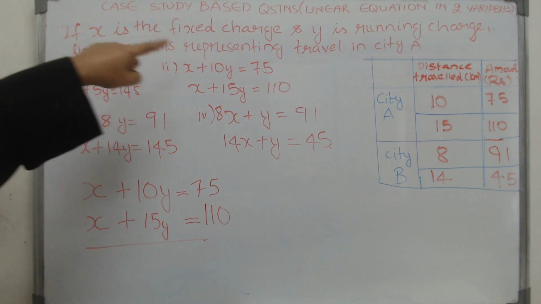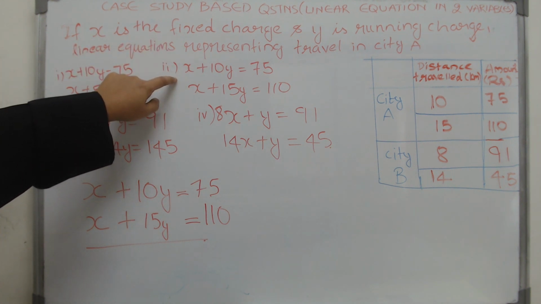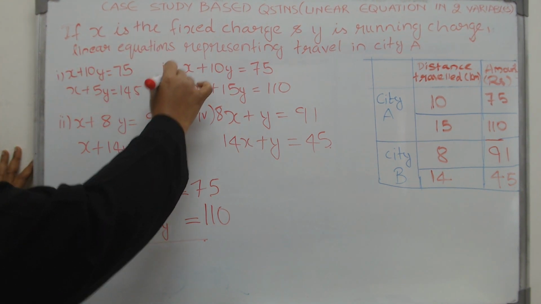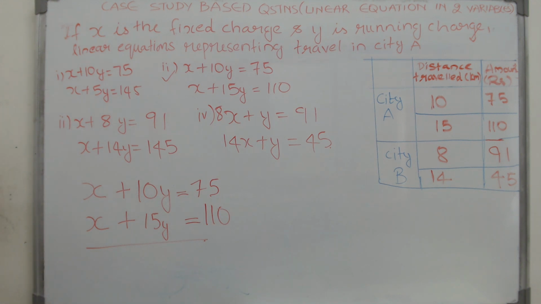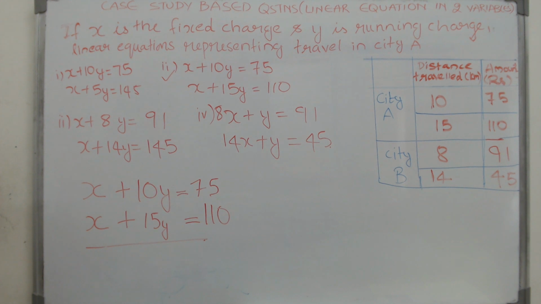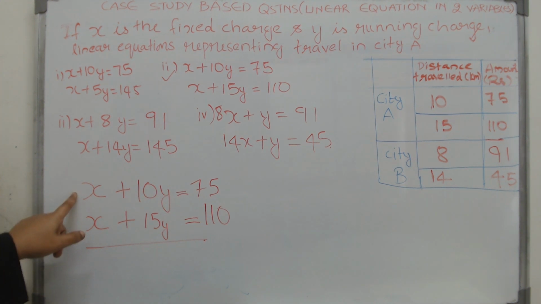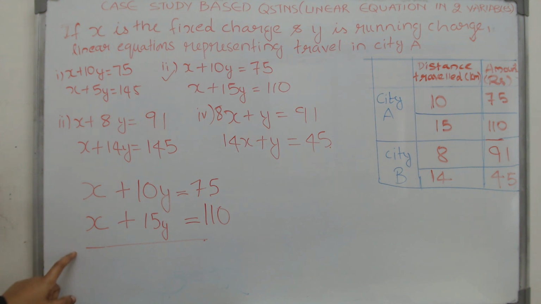Where do you see this? Here. The second one is the correct answer. So this will represent the travel. Now it is not asked, but still, can you find out what is the fixed charge and what is the running charge? So what do you see here? Two linear equations. Both of them have the coefficient 1. So which is good news.